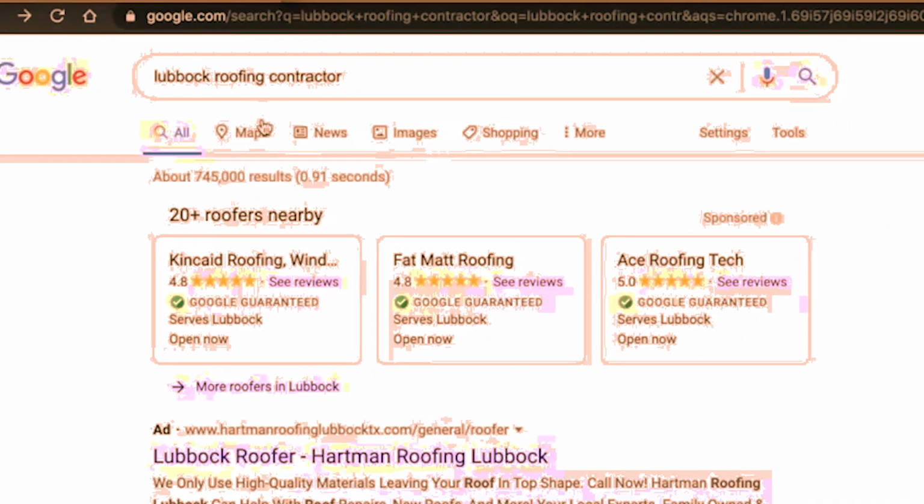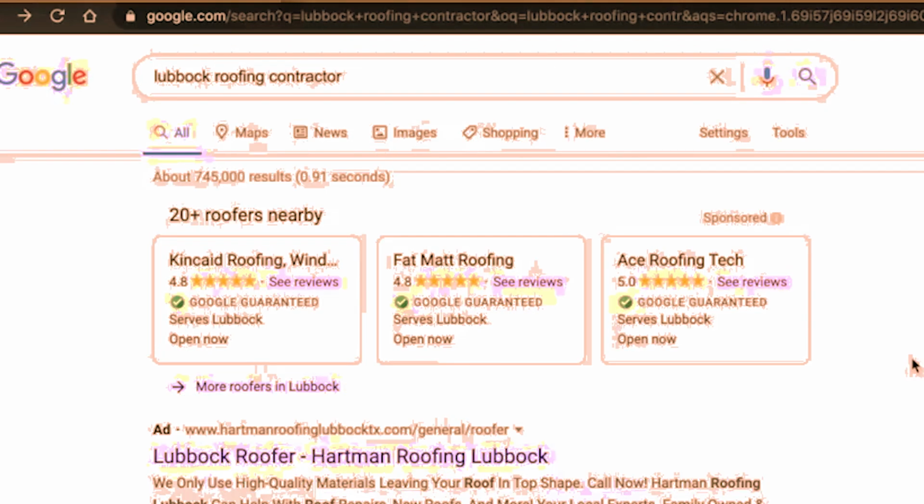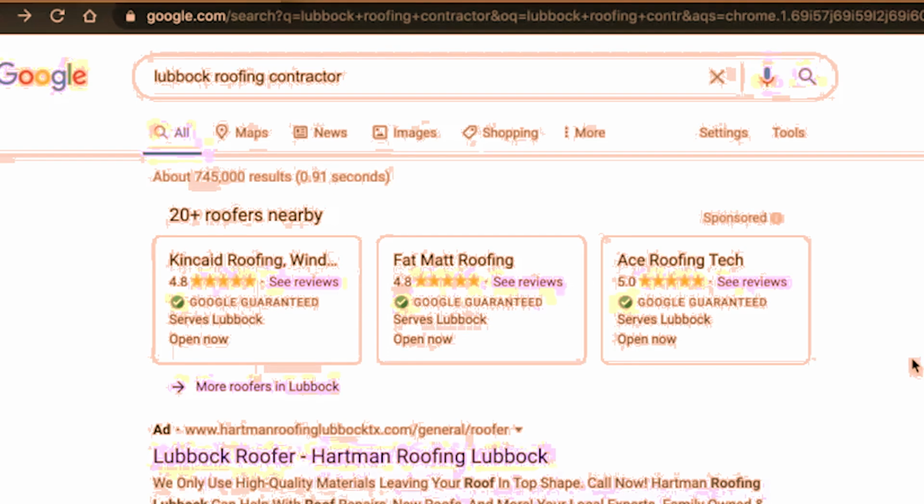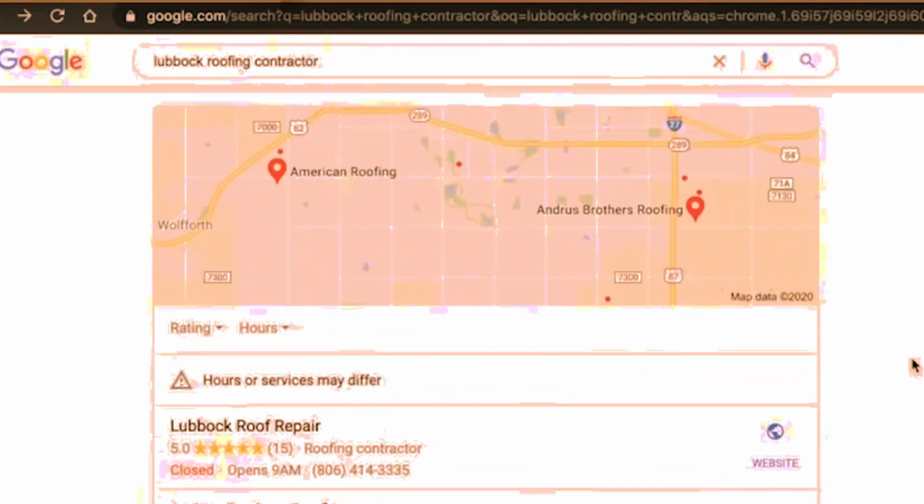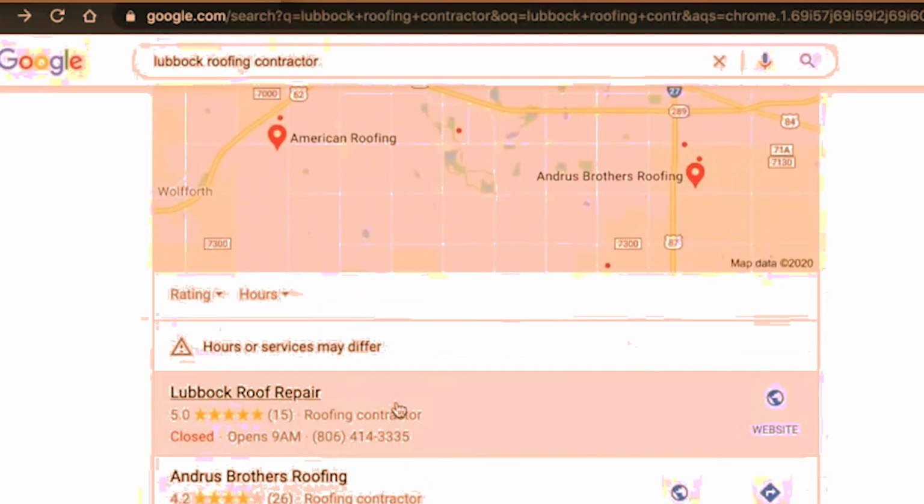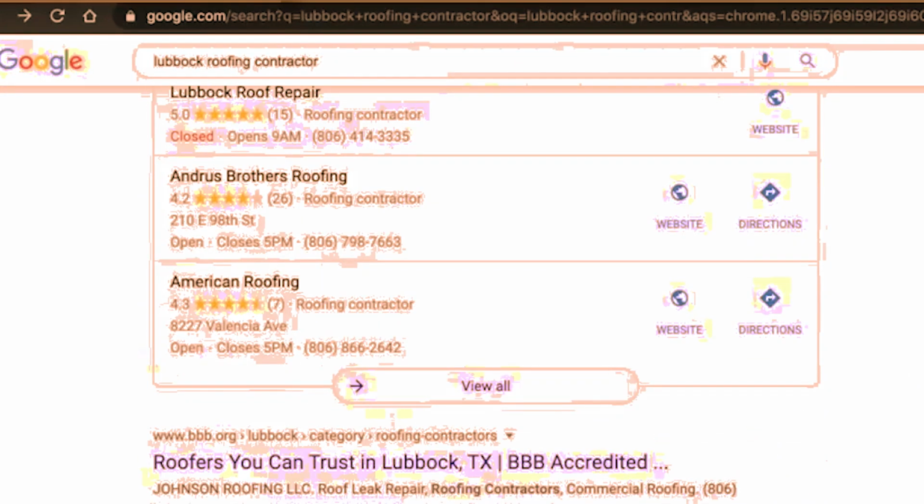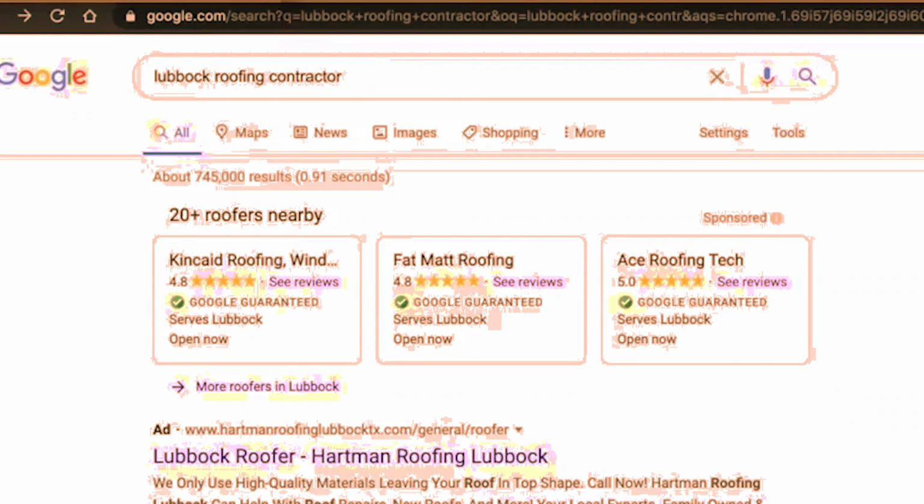You type in Lubbock roofing contractor. Lubbock is a city in Texas, and obviously roofing contractors, it's a local service. And you can also own digital real estate in the local market like we do. So we have a Google business right here, number 1 for that term, and also number 2, this website right here. And as people, we do research, we see what people locally are looking for.